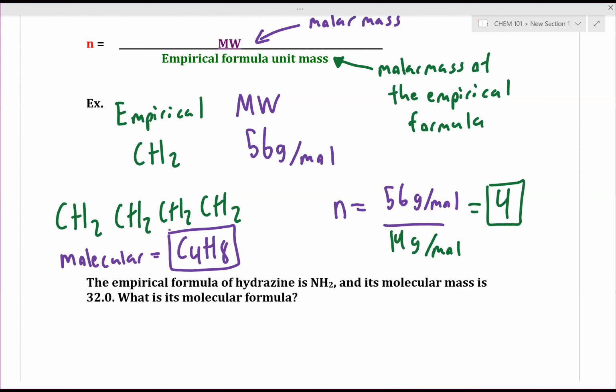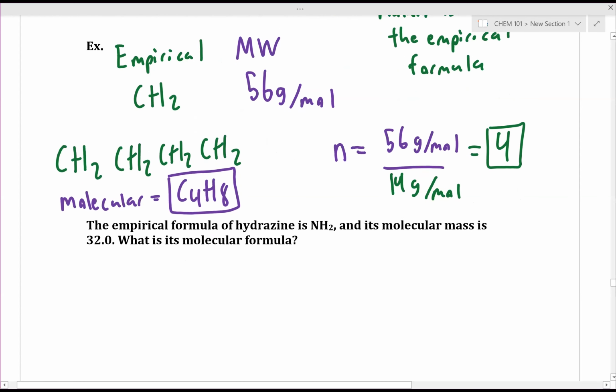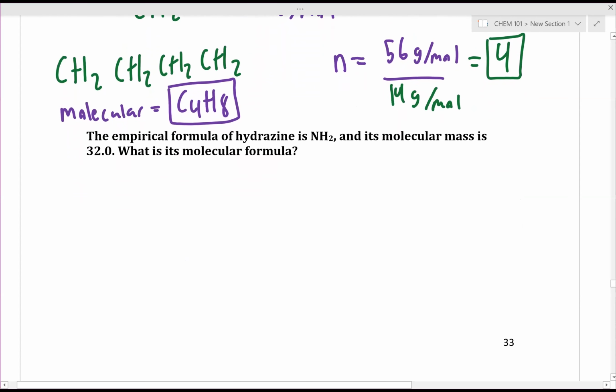To make sure we're all on the same page with that, I'm going to let you loose on the following example. The empirical formula of hydrazine is NH2, and its molecular mass is 32. And I want you to tell me the molecular formula of hydrazine.